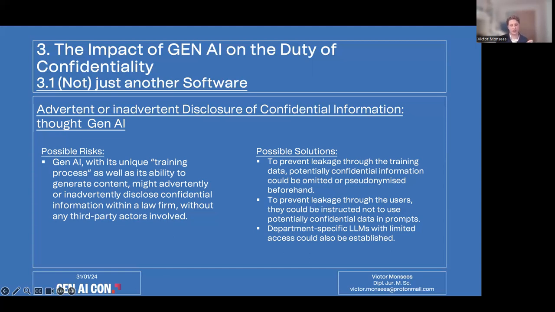Pseudonymizing or omitting client data might, for example, limit the use of knowledge management systems. Legal research tools, on the other hand, might be less impacted by it. So while establishing department-specific, access-limited LLMs might also solve a lot of the problems regarding confidential data, it might at the same time increase costs and decrease efficiency relative to one large model covering the whole law firm. So I think at the end of the day, I believe that every law firm will have to make a case-by-case assessment in this regard.